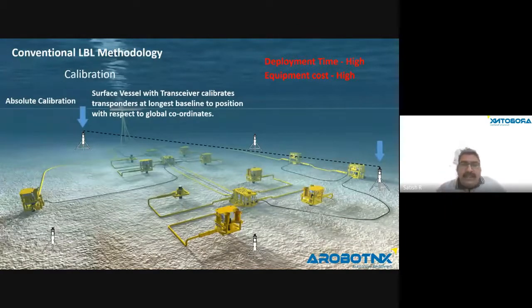So as mentioned, a surface vessel with a transceiver calibrates the transponders at the long baseline to position them with respect to the global coordinates. When the calibration ties everything together, there might be instances where something can go wrong, and also the geodesy and the digital terrain model, which we should consider as part of the scope. The first thing we have to consider is the geodesy, that is, how the digital terrain model is, and what the geodesy parameters are.